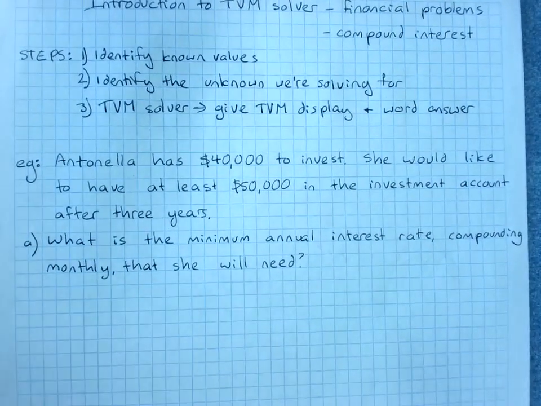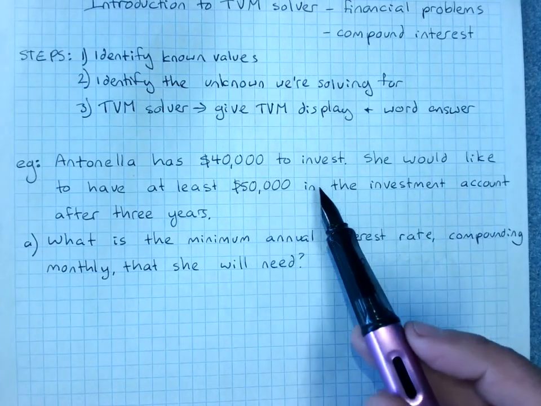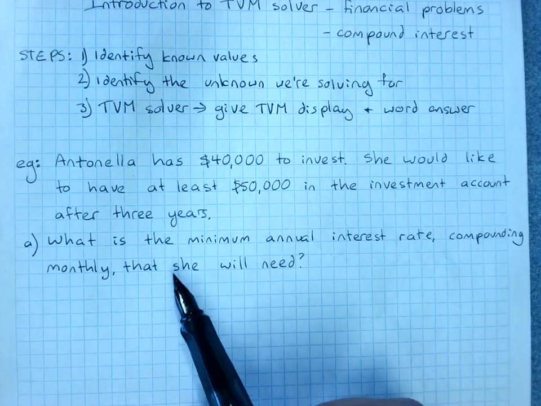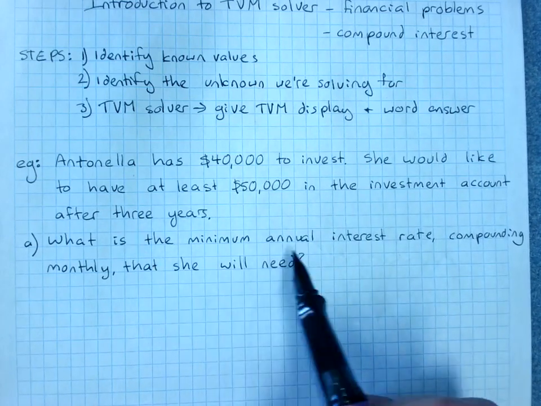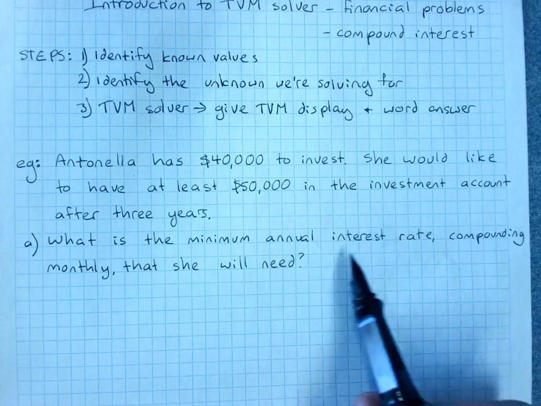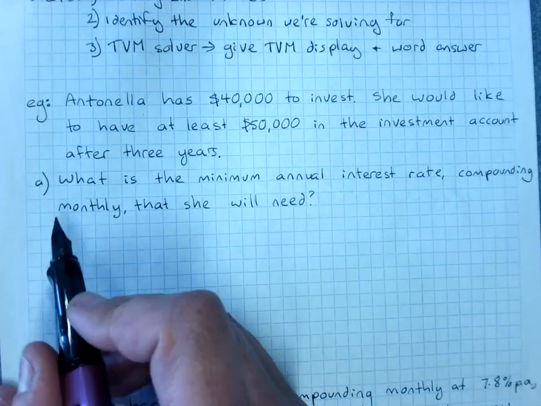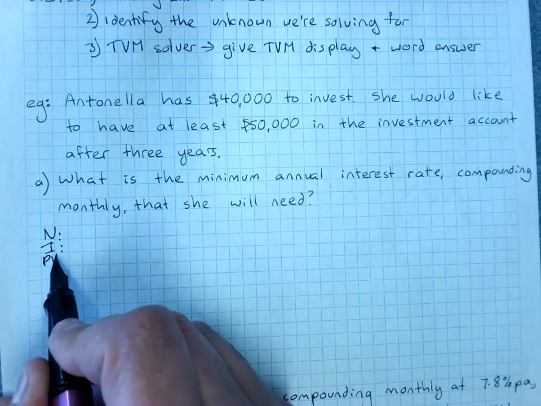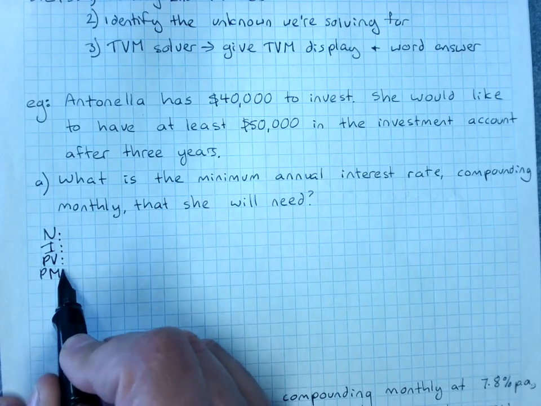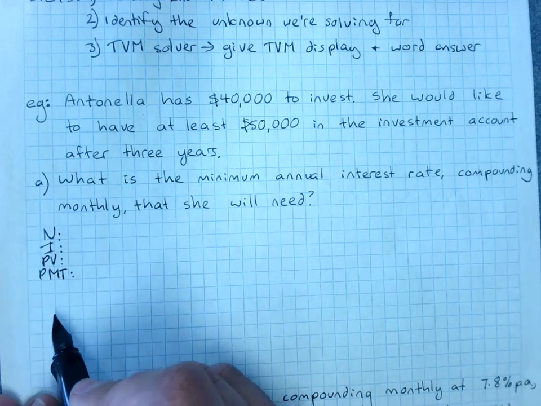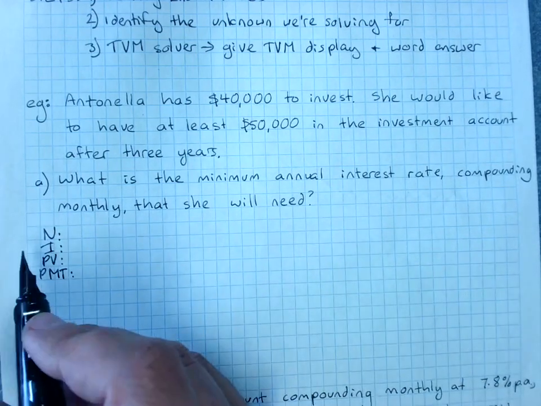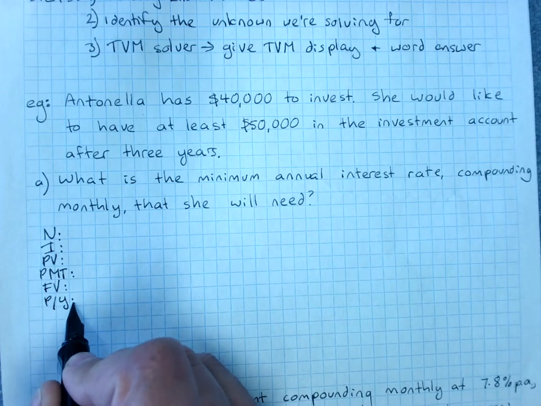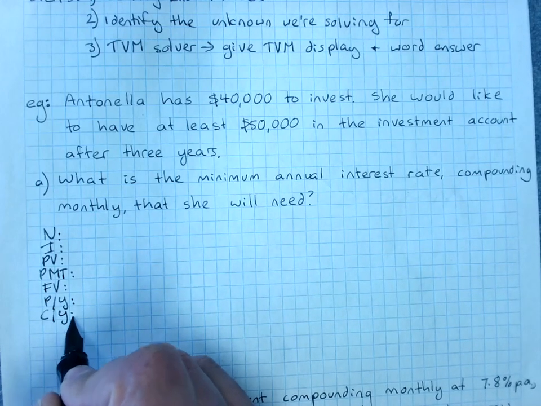So, Antonella has $40,000 to invest. She would like to have at least $50,000 in that account after 3 years. So, what is the minimum annual interest rate, compounding monthly, that she will need? We write out our TVM solver, and you'll notice that I tend to put everything in here before I go anywhere near my calculator. It means I'm less likely to make a silly mistake.